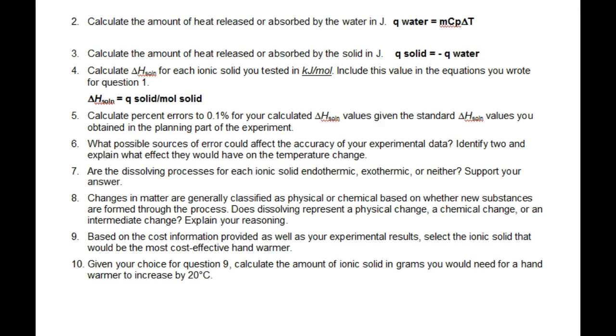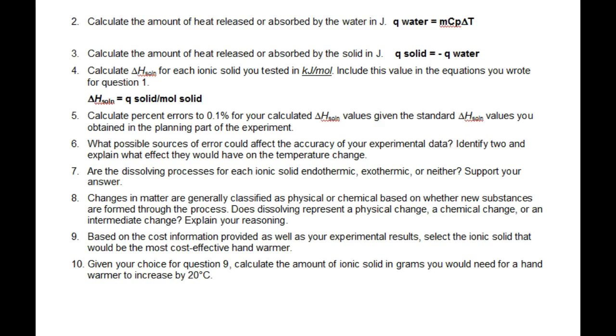And number 4, you're asked to calculate the delta H of solution. Notice it says kilojoules, so make sure you change your joules from number 3 into kilojoules. And then you need to include the moles of the solid, so you know how much of each solid you use. You want to convert those to moles and divide that by the Q to get your delta H of solution. Number 5 asks you to calculate percent error.